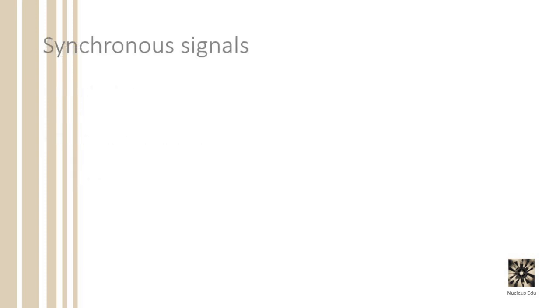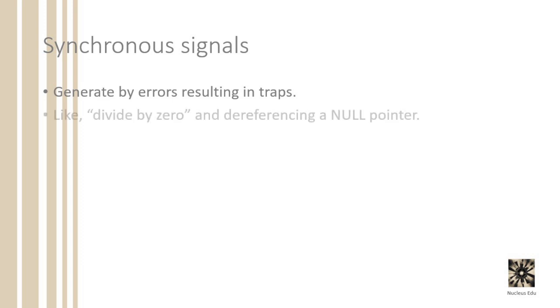Right, so as discussed in the introduction, synchronous signals are usually generated by errors, possibly resulting in traps. As an example, we can see the code for two common exception interrupts, maybe divide by zero and dereferencing a null pointer, and both of them trigger synchronous signal delivery to the process which causes the error.